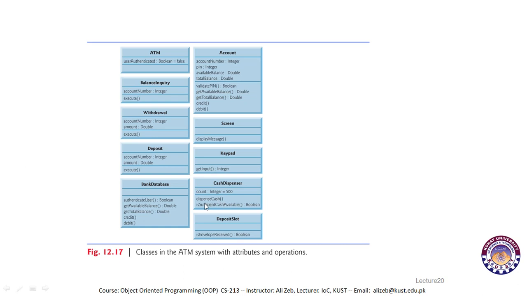And then we have dispense cash for the cash dispenser, but it needs to check if it has enough cash available. And then we can see that our bank database needs to authenticate the user. It needs to get the available balance in the double form. It needs to get the total balance, credit the amount and debit the amount. Then we have the deposit slot that will check if it has received the envelope.